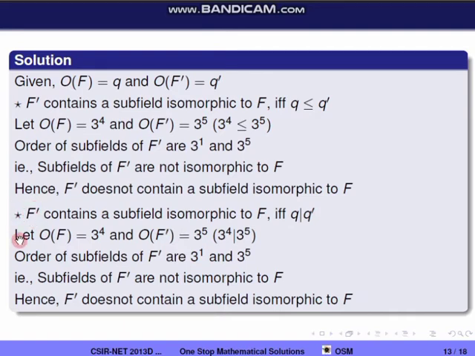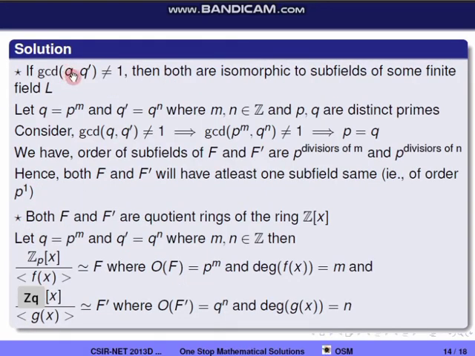Now we'll check the third option. If GCD of q and q dash is not equal to 1, then both are isomorphic to subfields of some finite field L. We know the order of a finite field is always p power m. So let me take q equal to p power m and q dash equal to r power n, where p and r are distinct primes. It is given that the GCD of q and q dash is not equal to 1. Substitute q and q dash.